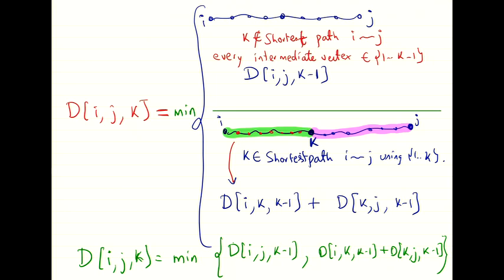If k is in the shortest path from i to j that only uses 1 through k as intermediates, now if I look at the first section of that path, it's a path from i to k, and it doesn't have k inside it because you'll never visit the same vertex twice along the shortest path. So the section from i to k is the shortest path from i to k that only uses vertices from 1 through k minus 1 as intermediates. So that's why it's d_i,k,k-1. And the second stretch is the shortest path from k to j that only uses vertices from 1 through k minus 1 as intermediates. So that's d_k,j,k-1.